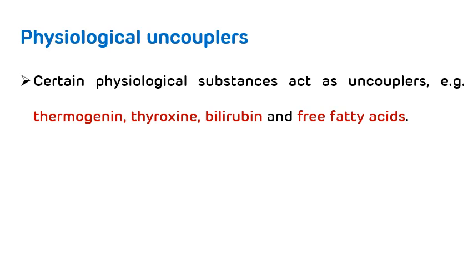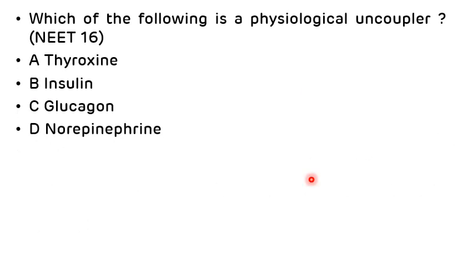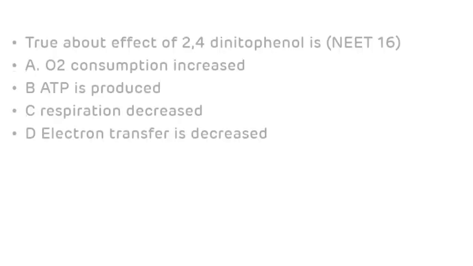Now let's see various multiple choice questions. The first question is, which of the following is a physiological uncoupler, asked in NEET 2016, and the options are thyroxine, insulin, glucagon, and norepinephrine. The answer is thyroxine. We all know that thyroxine, thermogenin, and free fatty acids are all examples of physiological uncouplers.